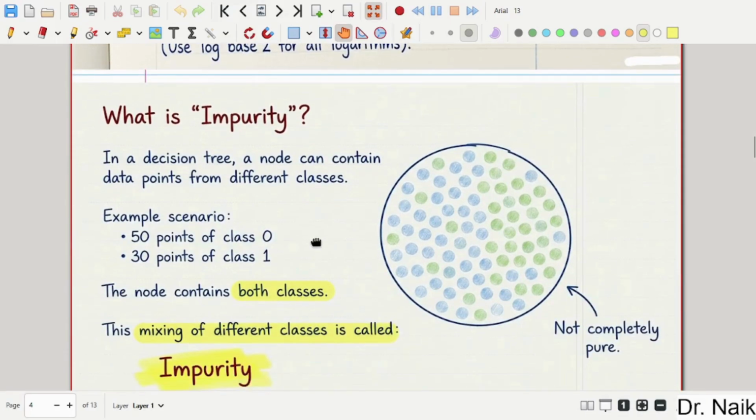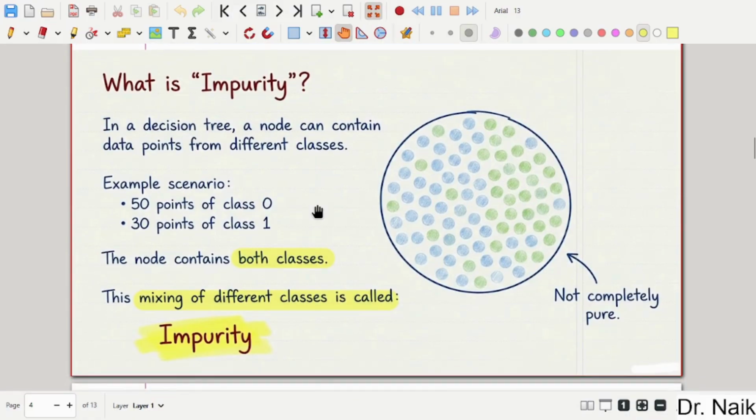So first, we will understand what impurity means. Mixing of different classes is called impurity. In a decision tree, a node can contain data points from different classes. For example, let us consider the scenario of 50 points of class 0 and 30 points of class 1. So in this case, a node contains both classes, class 0 and class 1. Therefore, it is impure.